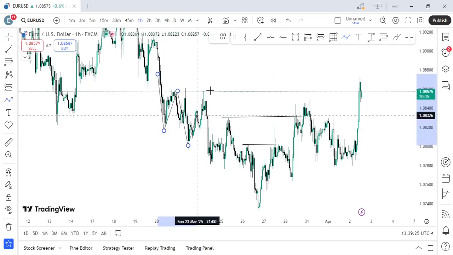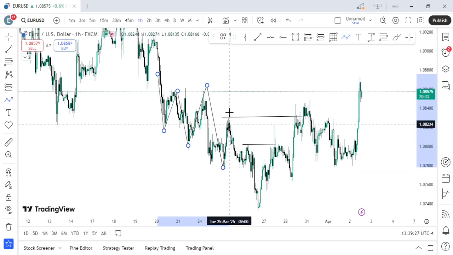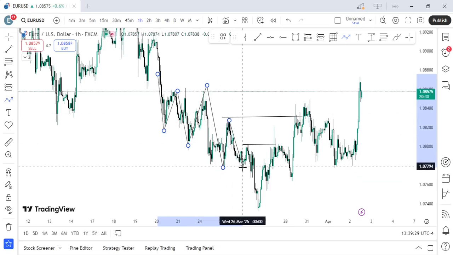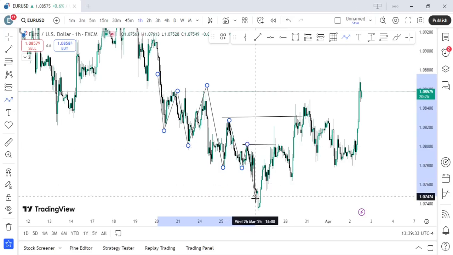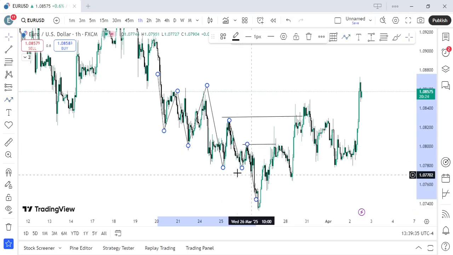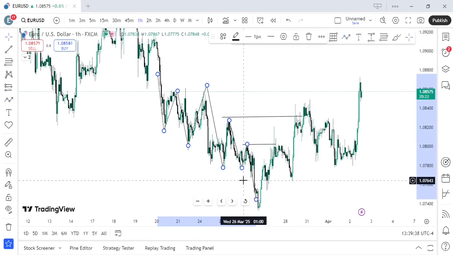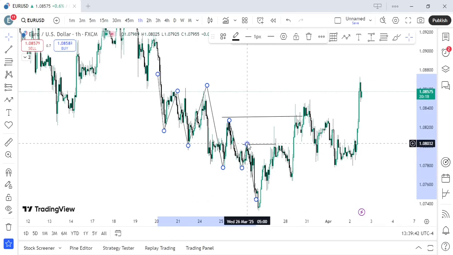Price went up, price came down, went up, came down, went up. We cannot use this right here. So this is invalid. This is actually invalid. We can't use this right here because this low didn't go below this low. So there was no break of structure right here. So we can't use this lower high. Basically, this lower high is invalid.